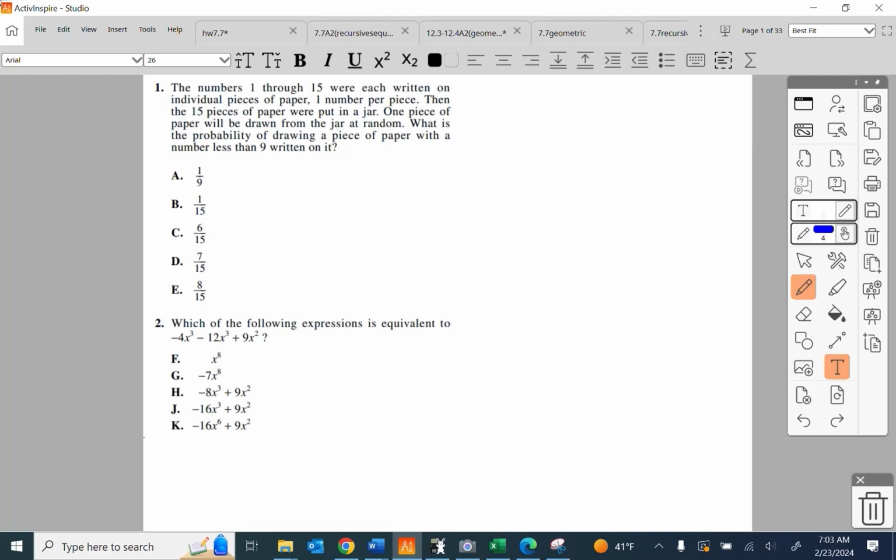So what we have here is the preparing for the ACT 23-24 test. Hopefully they don't pull it because I'm using ACT's content, but whatever.